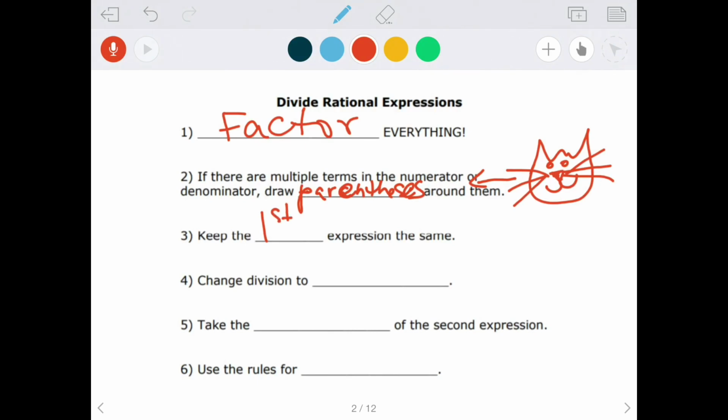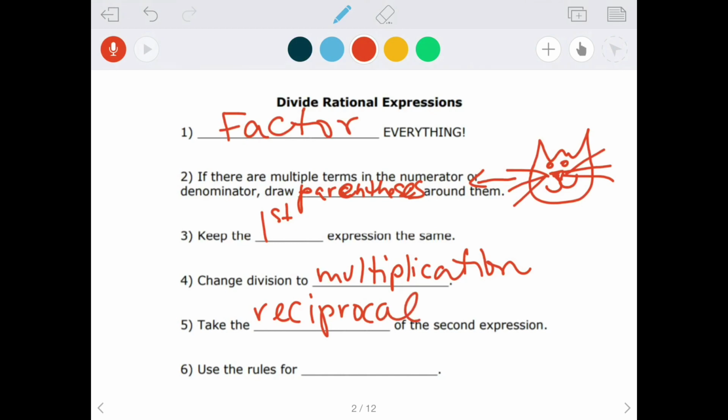And step 4, we are going to change the division symbol to multiplication. Step 5, we are going to take the reciprocal of the second expression. And if you forgot what a reciprocal is, no worries. That's why we have examples. And finally, step 6, you are going to use the rules for multiplication.